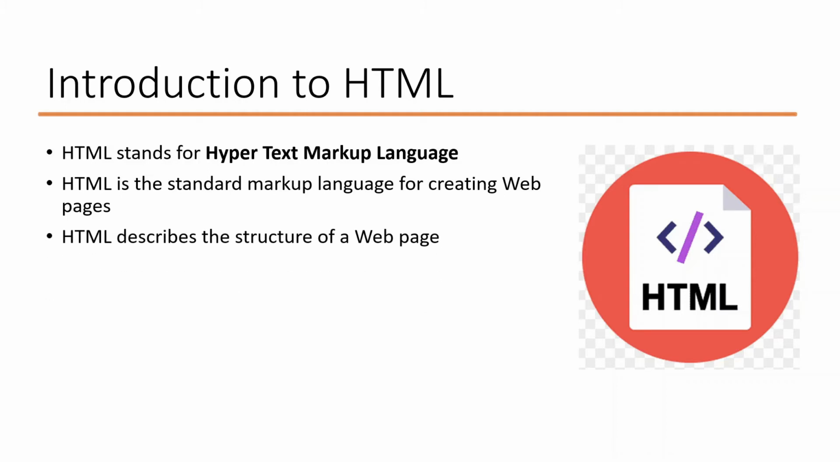HTML describes the structure of web page. What does a structure of web page means? So suppose your body is made up of a skeleton and the muscles, right? So a skeleton is the HTML for a web page, and on the top of a skeleton all the muscles are the CSS thing. Okay, so I hope you understand what does a structure of web page means. So in order to develop the web pages, we need HTML.